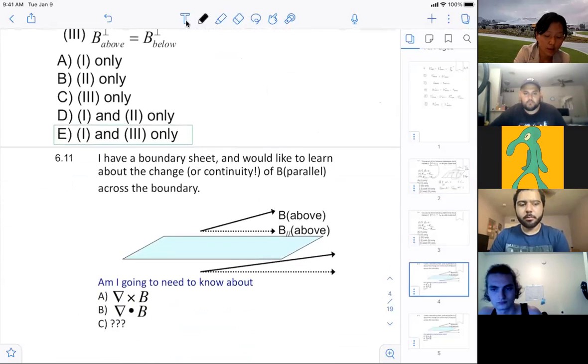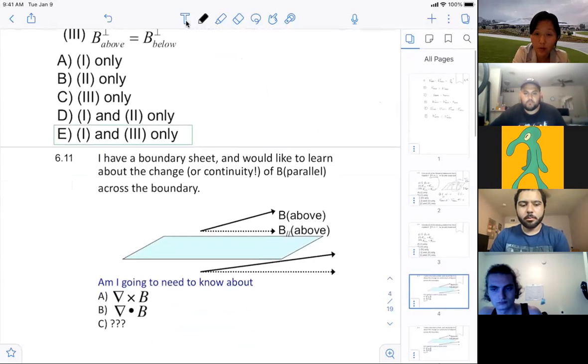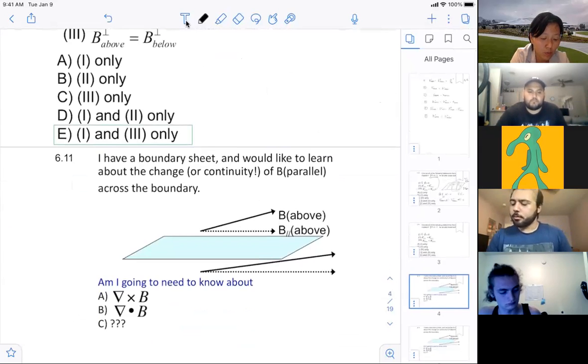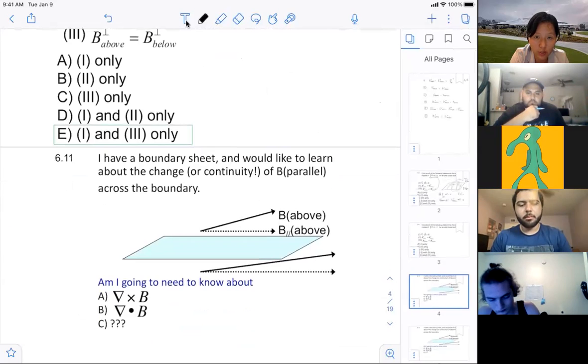All right. Now, the next question has to do with the parallel component. So again, I have a boundary sheet, and I would like to learn whether it will change or whether it will be continuous. Either way, I want to know what is the B parallel at the two sides of the boundary. How does it change or not change across the boundary? To know the B parallel, am I going to need to know about curl of B, divergence of B, or something else? So for this one, let's go ahead and do our vote here.